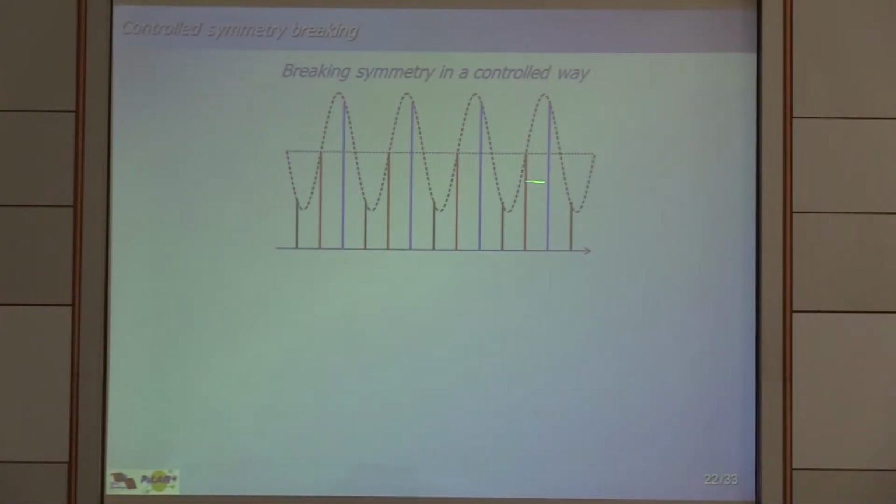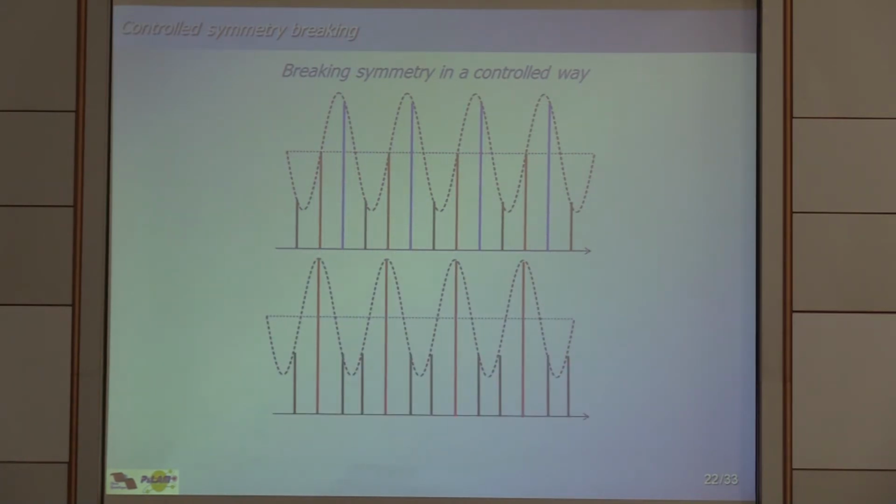This is the sequence I showed just before, but if I change the phase of this sequence, I displace this sinus function a little bit from here to here, and you can see that this sequence is symmetric around the red peaks. Okay, so I transformed an asymmetric sequence into a symmetric sequence just by changing a parameter. This means that we can control the symmetry breaking by just changing one parameter in our Hamiltonian.